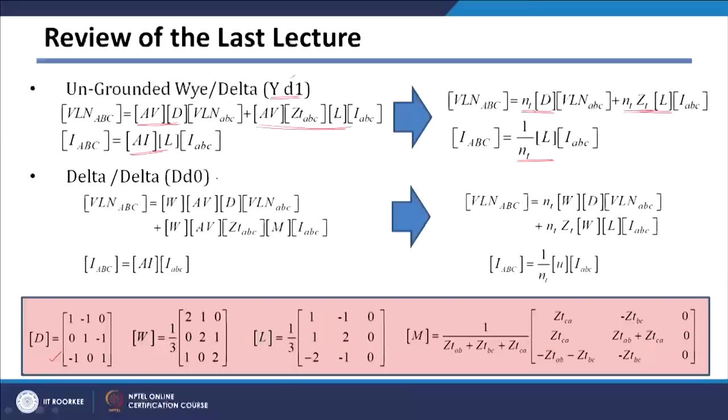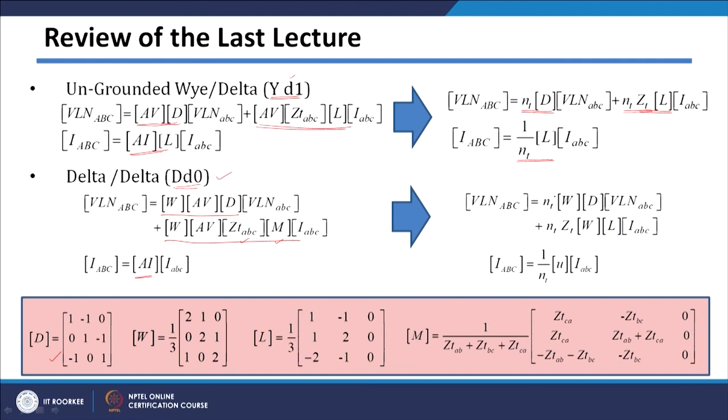And then lastly, we have seen the delta delta configuration, and the vector group is DD0. In that case your A parameter will be W multiplied by AV multiplied by D, your B parameter W multiplied by AV multiplied by ZT ABC multiplied by M, and your D parameter will be just AI, which is just diagonal entries 1 by NT, 1 by NT and 1 by NT.